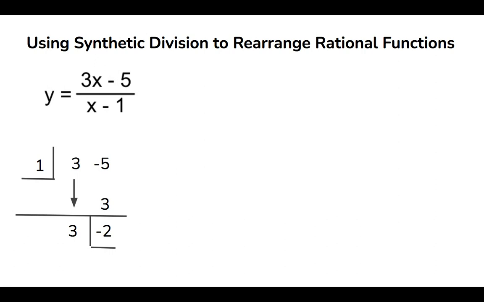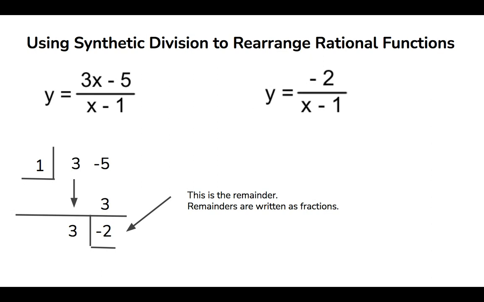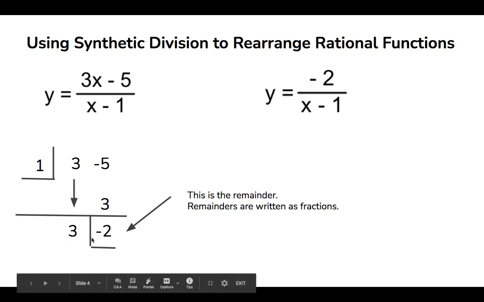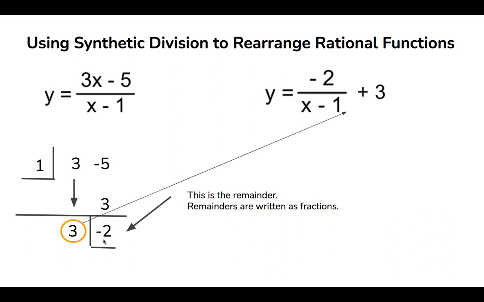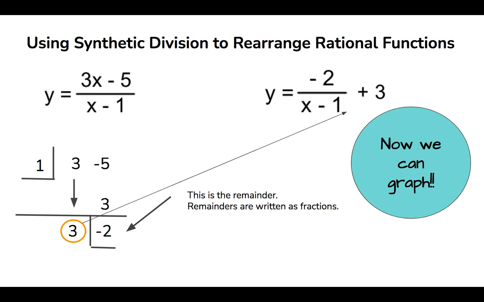And when we have something that's a part in math, we write that as a fraction. A fraction is part of the whole. So negative 2 is going to be written as a fraction, negative 2 over x minus 1, because that's what we were dividing by. And I still have this 3 out front, and it's a whole number. So I'm just going to write plus 3, but I'm going to put it in the back, because that's usually where we see it. So this is how we rearrange this equation using synthetic division. Now that it's rearranged, we can graph this using transformations.